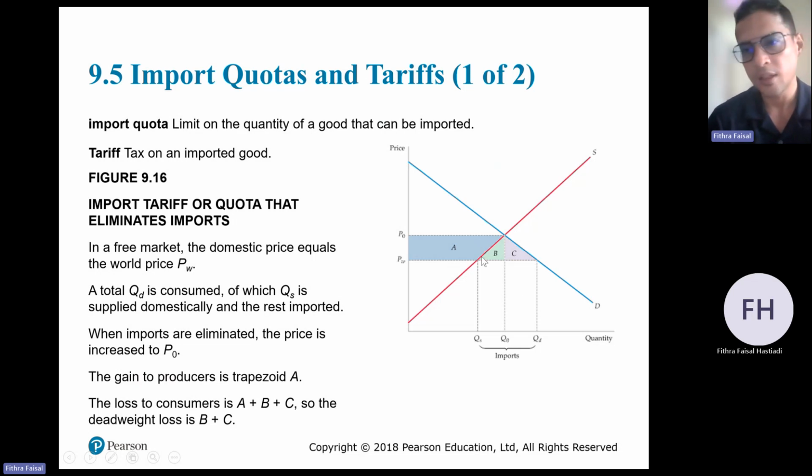So we have also the deadweight loss, because from the producers, and then we have also the consumers' loss, the demand should be lost, gone. So this is the area that cannot be absorbed by the economy because of the restriction in the import. So the deadweight loss would be B and C, as the consequence of the import restriction.